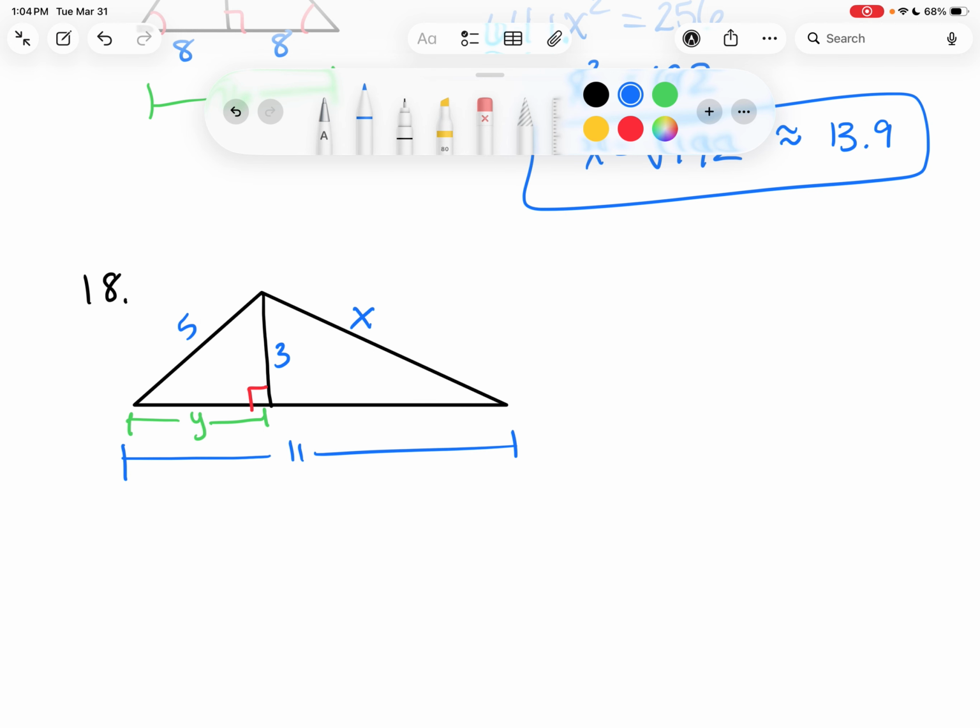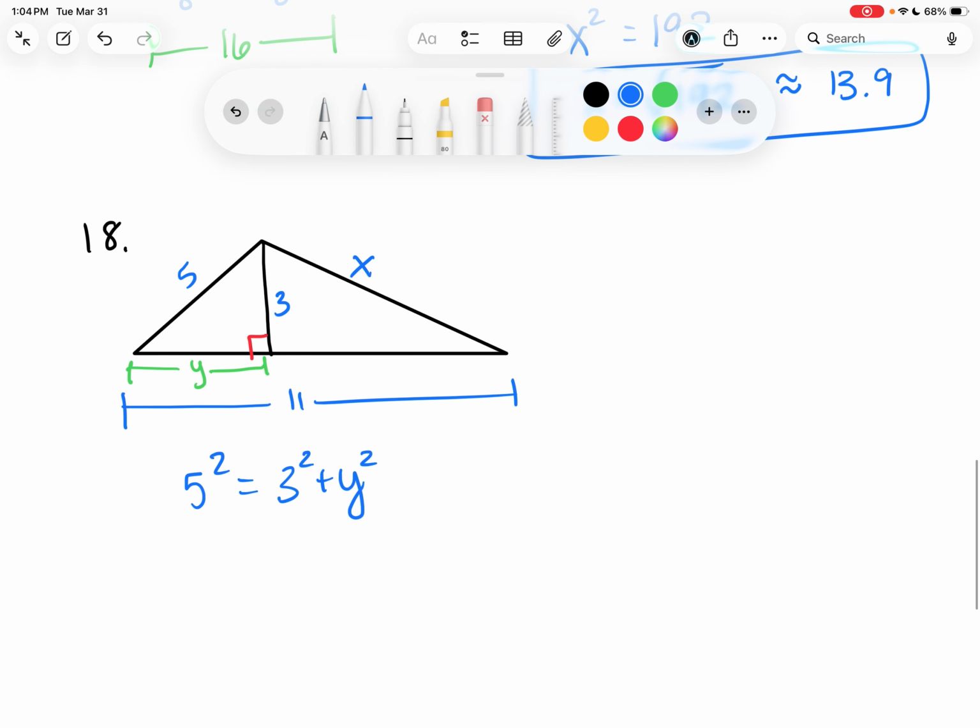Okay, so this would be 5 squared is equal to 3 squared plus y squared. 5 squared, 3 squared, and so then plus y squared, subtract 9.